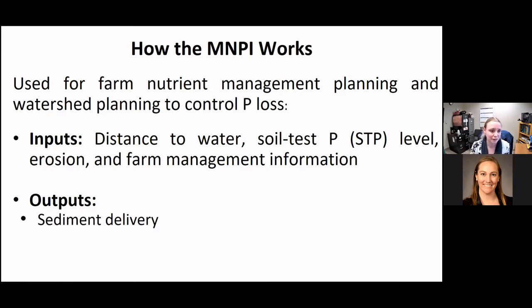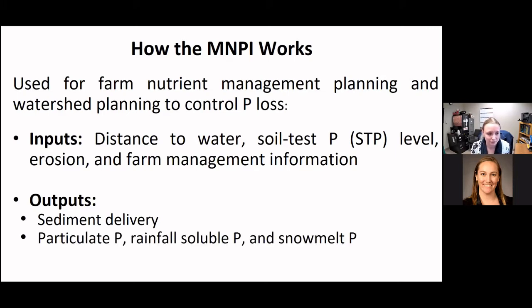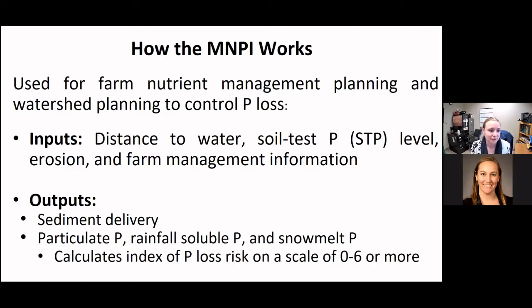The outputs that the model creates once you have these yearly crop data entered are sediment delivery, particulate P, rainfall soluble P, and snowmelt P. And overall calculates an index of P-loss risk on a scale of 0 to 6 or more, based on the inputs you gave the model. And these three different types of P-losses are also known as routes or pathways. So just to give you an idea of how phosphorus is moving in the environment, it moves in different pathways.